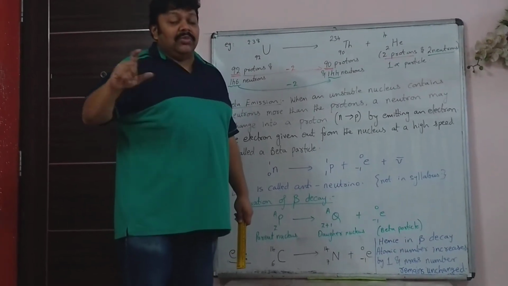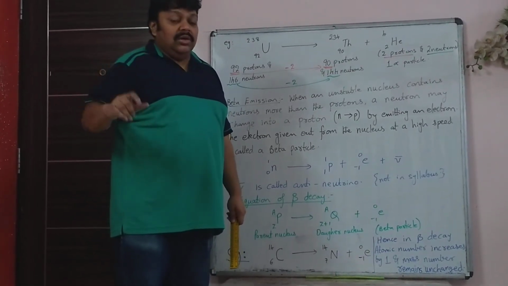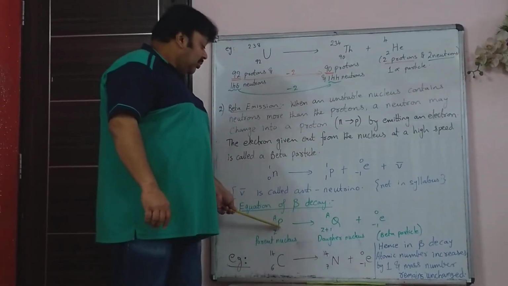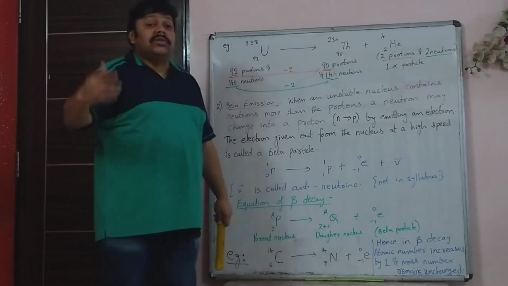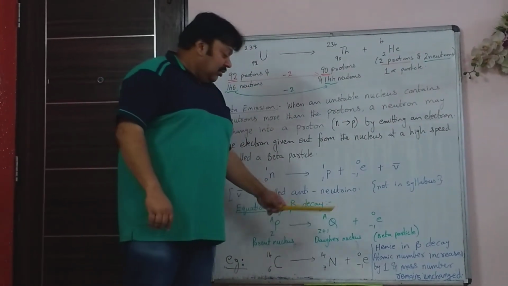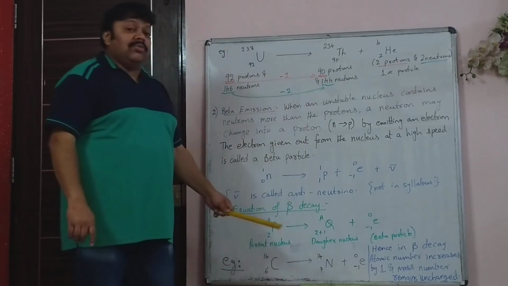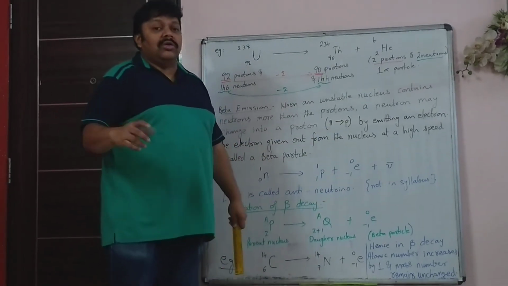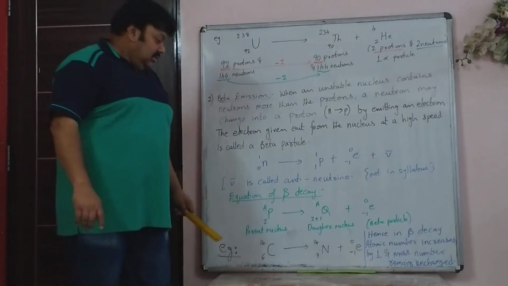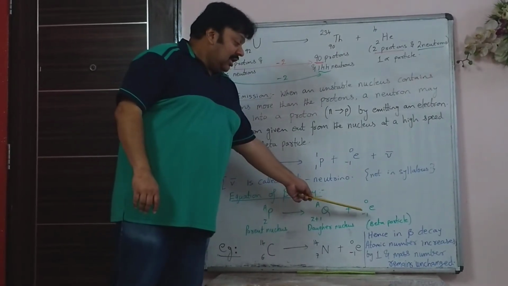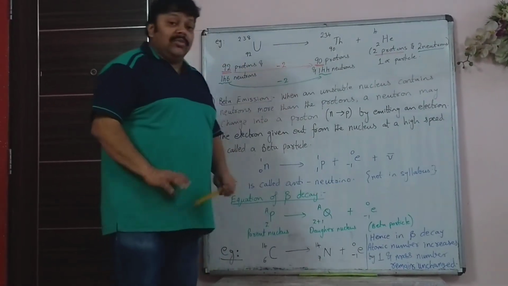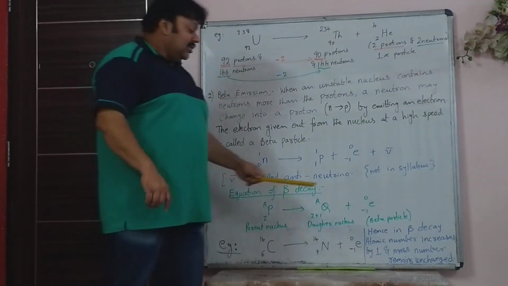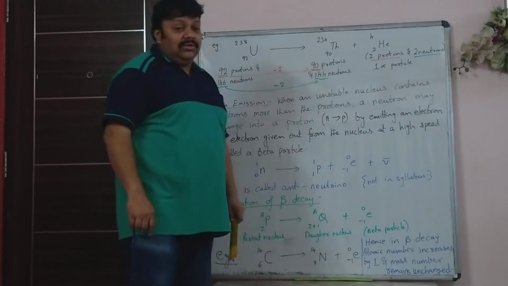You know that the modern periodic table is based on atomic number, and if atomic number changes, the element changes. So you can't call it P anymore. It becomes something else. It becomes Q, some other element, which has atomic number Z plus 1. Mass is not changing because a neutron changing to a proton doesn't change the mass. And an electron, that is a beta particle, is emitted. We had seen a beta particle is equivalent to an electron, which has unit negative charge and negligible mass.